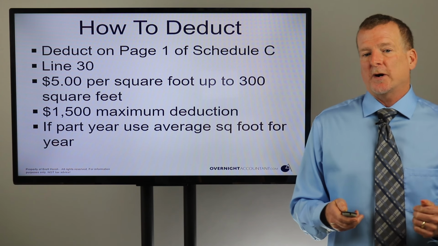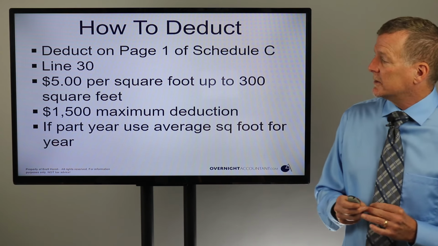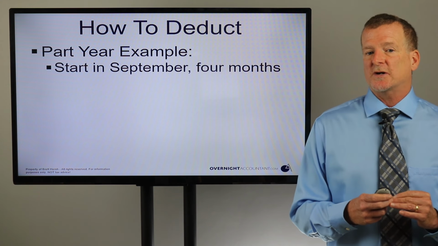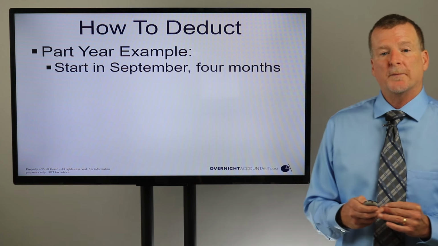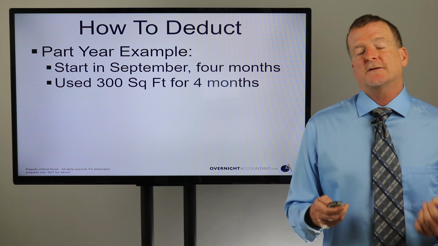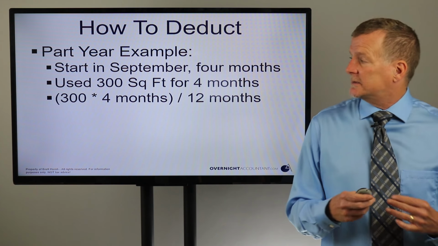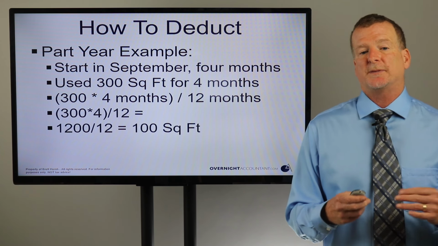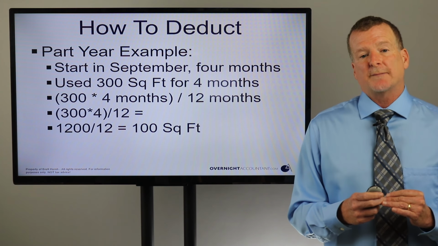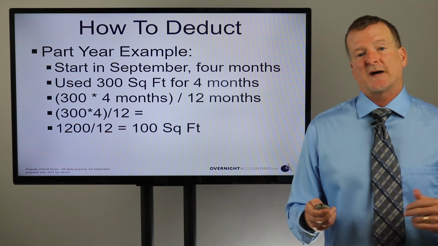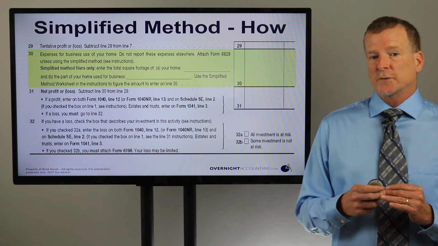If you use it part year, you're going to average the square footage for part of the year. As we discussed earlier, you have to prorate it. Here's a part year example. Let's say you start in September, which means you use the home office for 4 months. You use 300 square feet for 4 months. You do a little math here. You take your 300, multiply it by 4 months, and divide by 12 months. What you end up with is 1,200 divided by 12, which is 100 square feet. You get to deduct 100 square feet, so you get a $500 deduction. There's where you deduct that.